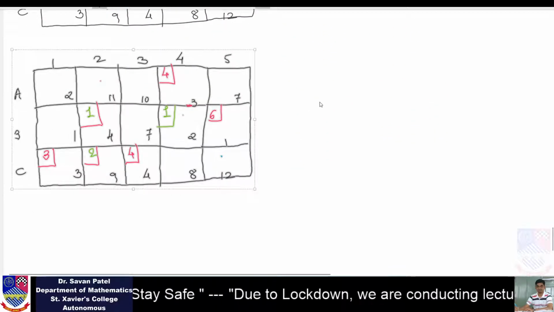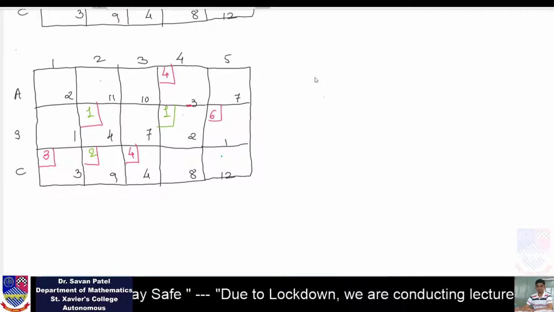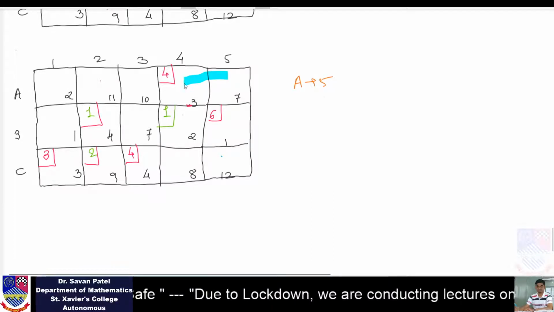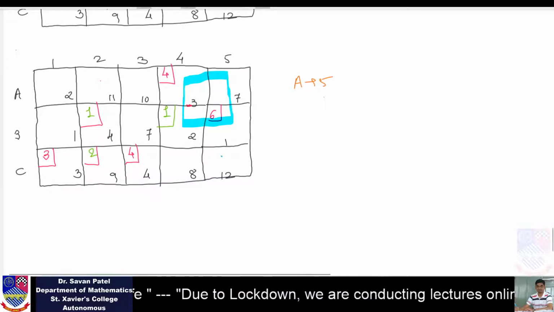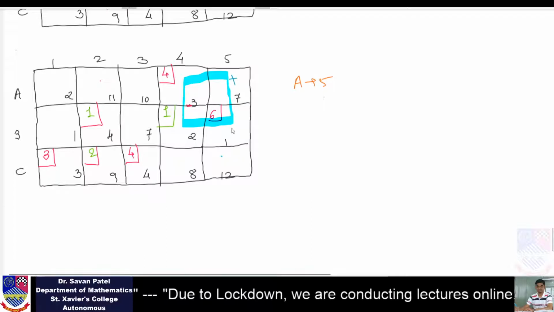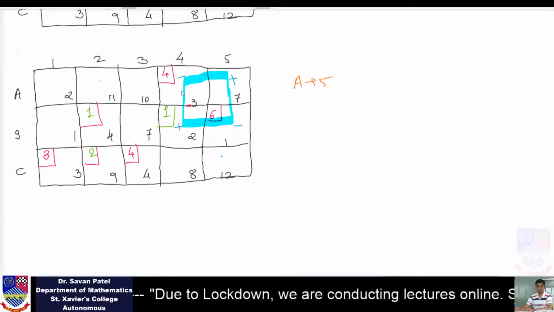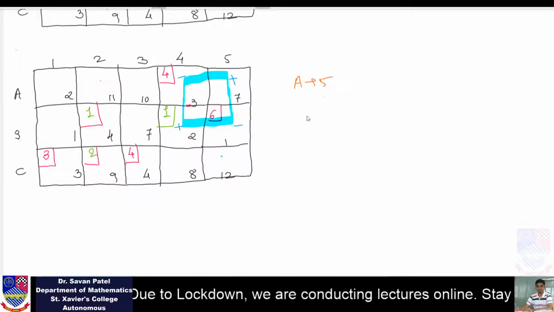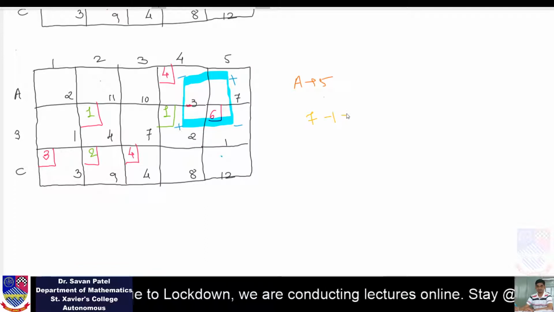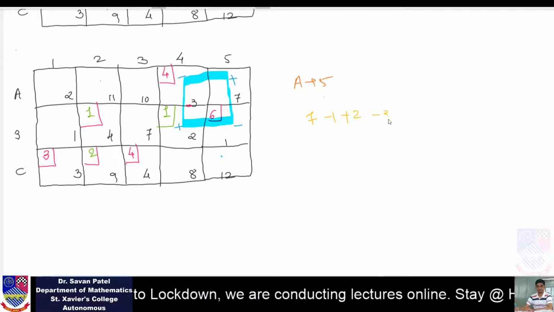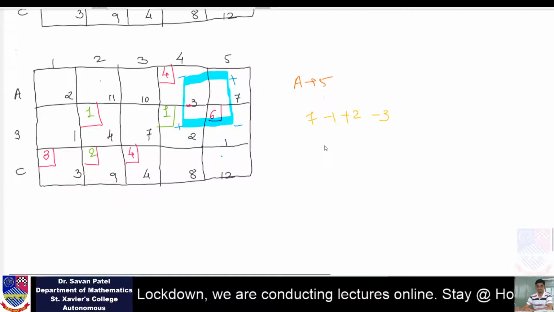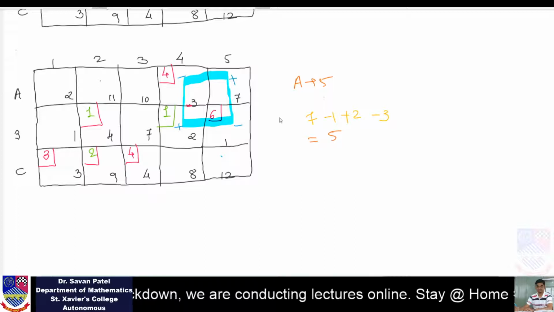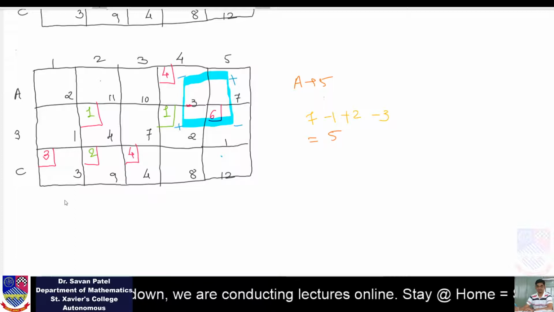Now let us transport from A to 5 and then check. So if I am transferring from A to 5, here is a loop. So here we will add something, subtract, add and subtract. So the additional transportation cost is plus 7 minus 1 plus 2 and minus 3. So that transportation cost is 6 minus 1, so it is 5. So again we cannot transport from A to 5.